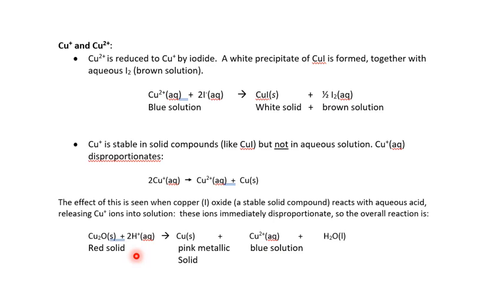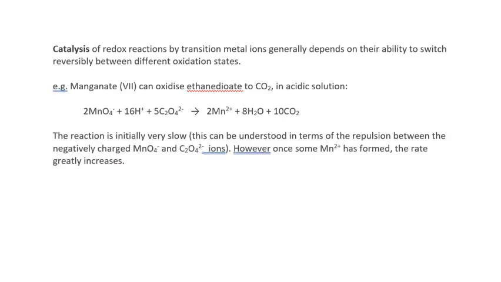And like all oxides, it will react with acid. Oxide plus acid goes to salt plus water. But of course, that salt will contain aqueous copper 1 ions, and they will immediately disproportionate. So what you actually get is this reaction, where the copper 1 oxide reacts with acid, and instead of getting 2 aqueous copper 1 ions, you get some copper metal, which is a pink metallic solid, and you get copper 2 plus, so the solution turns blue. Okay, so again, quite a lot of memory work to be done there in learning these redox reactions. Those are the only specific ones that you need to memorize.